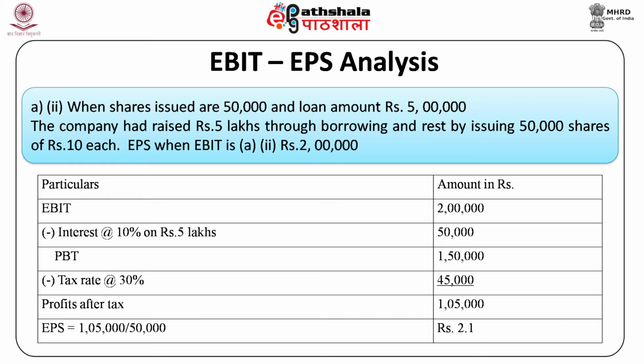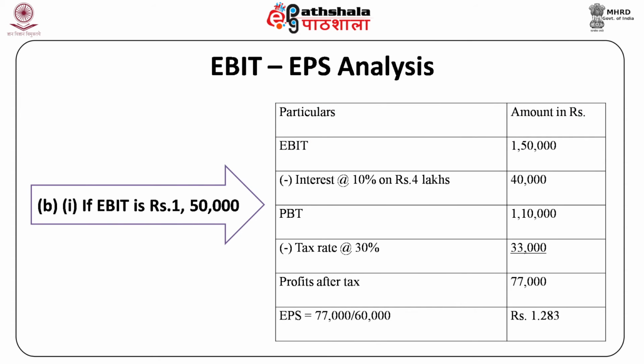EPS when EBIT is A2 rupees 2 lakhs. You see the table? EBIT 2 lakhs minus interest 50,000, PBT 1,50,000 minus tax 45,000, profit after tax 1,05,000, EPS 1,05,000 divided by 50,000 is 2.1. In the second situation, when EBIT is 1,50,000. So let's consider the situation B1.